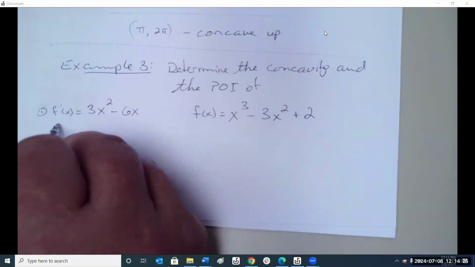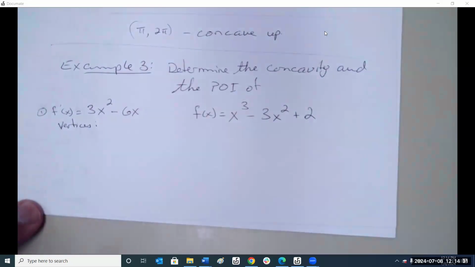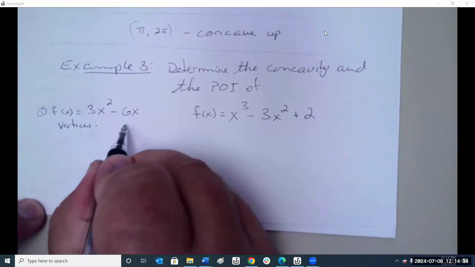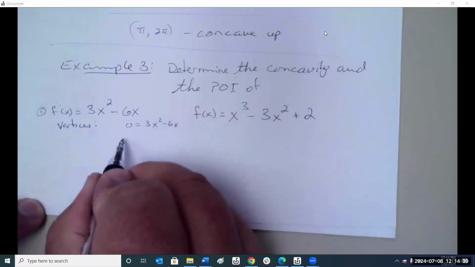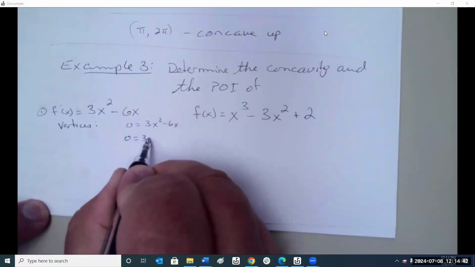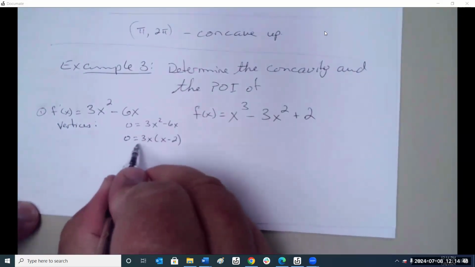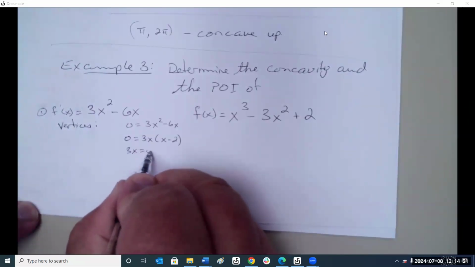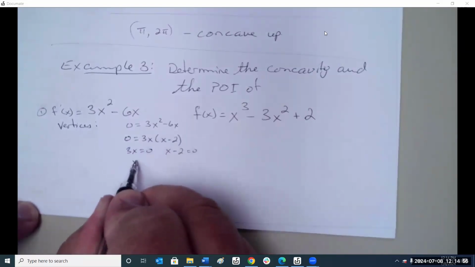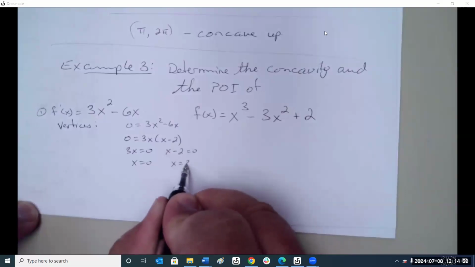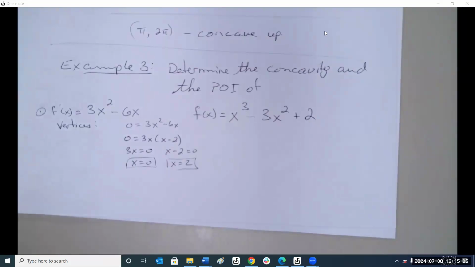So our vertices are going to be where? Since we know we're going to have 2 of them, set this equal to 0 and solve for x. So we have 3x equals 0, x minus 2 equals 0. So my vertices are at 0 and 2.